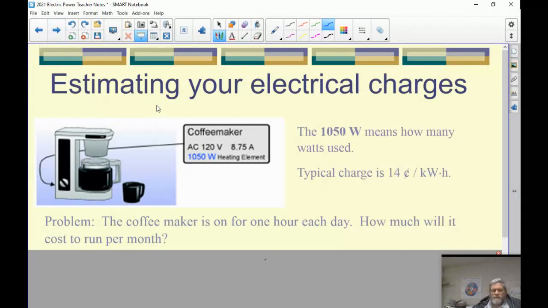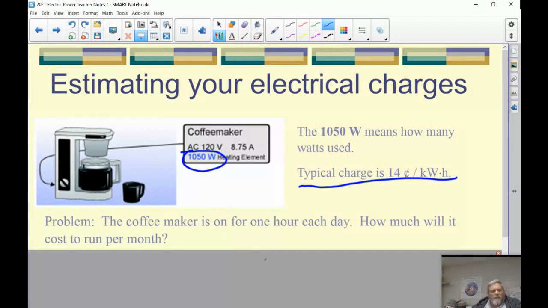All right, so we're going to do an example here. Show you how to do this. 1,050 watts. For this particular case, we're talking about a coffee maker, and you see that the coffee maker's rating is 1,050 watts. Okay, and that's your notes written as 1,050. And it shows that the typical charge for electricity can be up as much as 14 cents per kilowatt hour, depending on the power company.